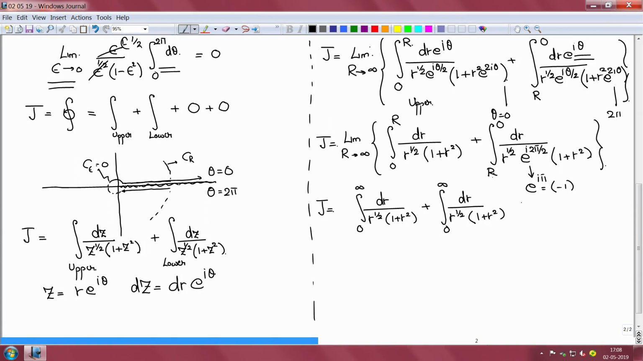So this is essentially twice the integral I want. This is equal to 2 times I, which should be equal to twice pi I times the residue at plus and minus I.